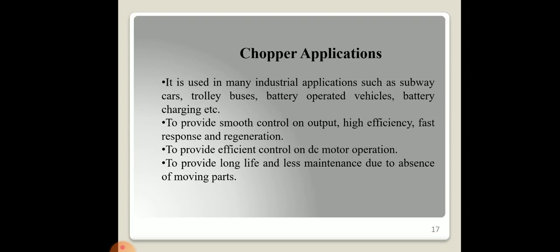Choppers are used in many industrial applications: trolleys, buses, battery operated vehicles, battery charging. Smooth control of output voltage, high efficiency, fast response because we use fast acting switches in this circuit. Regeneration. It is used to provide efficient control of DC motor operation. Also, it is used for long life and less maintenance due to the absence of moving parts.